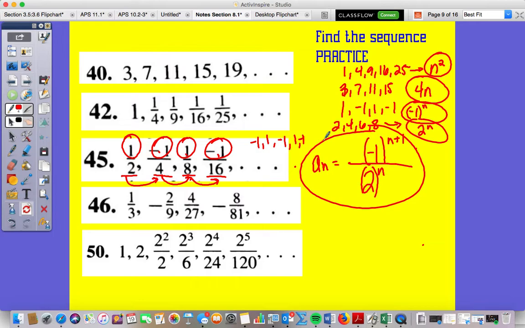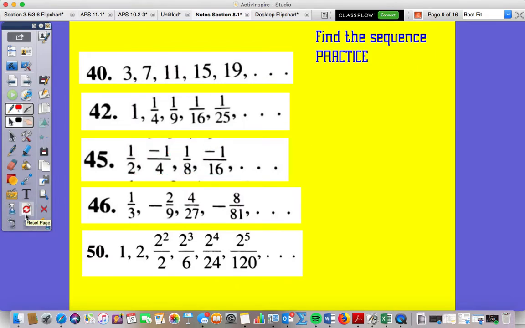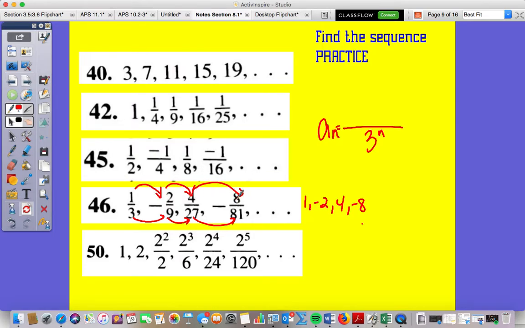Man, I hope you're kind of getting this. This can get a little bit tricky, so let's go on to the next part here. Hopefully you got those 4 things on top down. The bottom, let's talk about the bottom first. This is being multiplied by 3 each time. So because this is being multiplied by 3, similar to the other one, we're going to say this is 3 to the n power. On the top, we see that it's 1, negative 2, 4, negative 8. And so what's happening here is this is being multiplied by negative 2 each time, again.